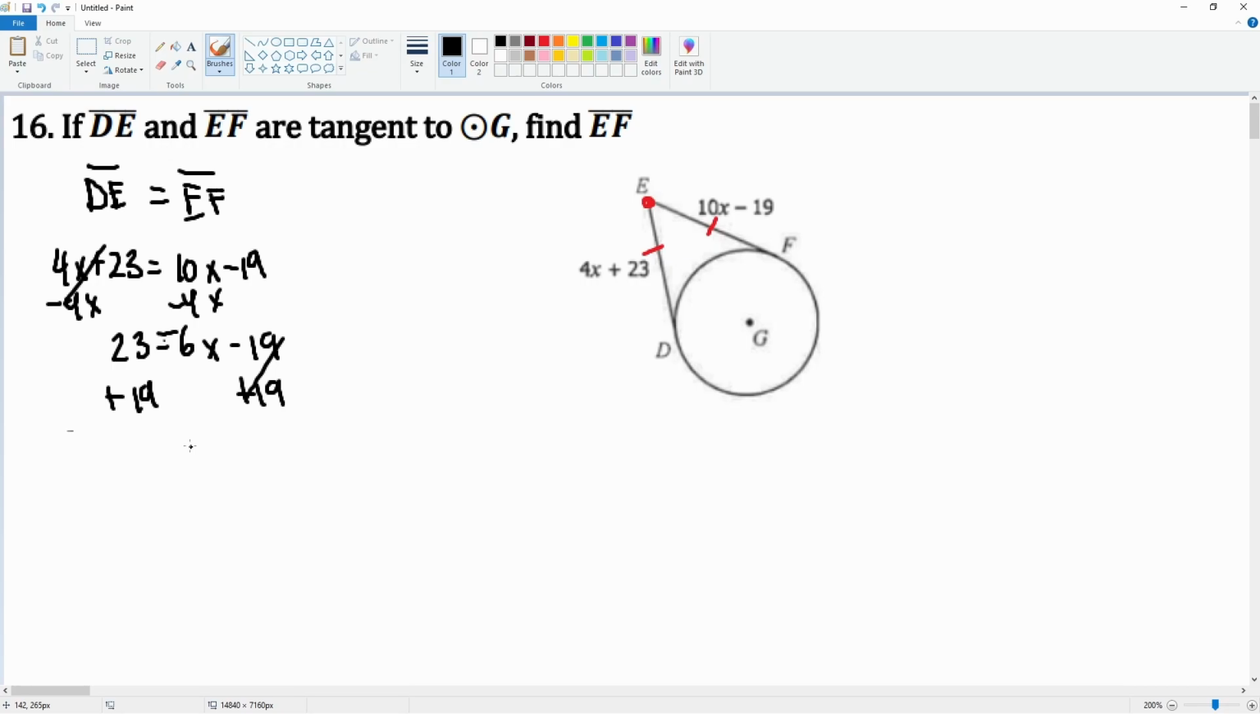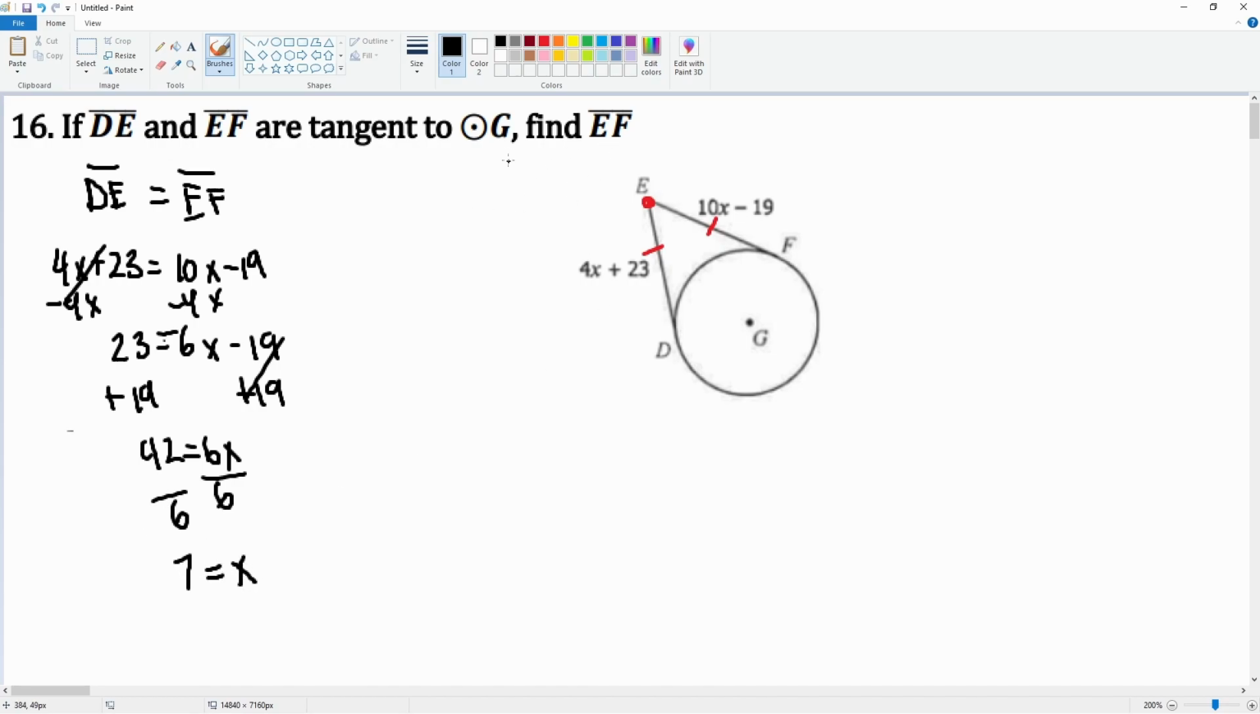23 plus 19. That gets you 42 is equal to 6x. Divide by 6 on both sides. This gets you x is equal to 7.